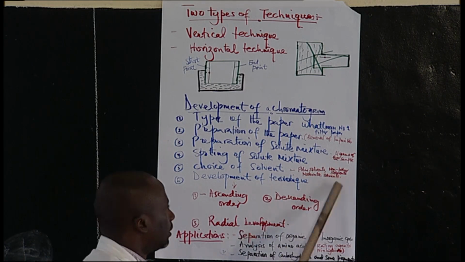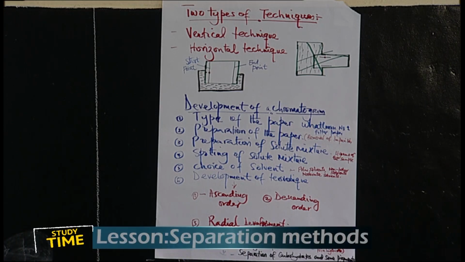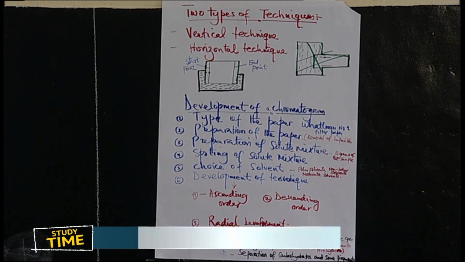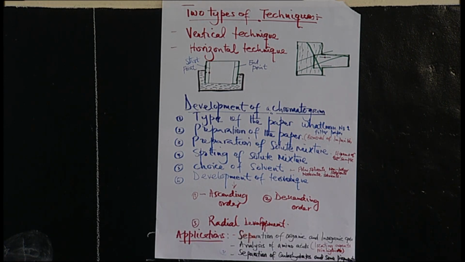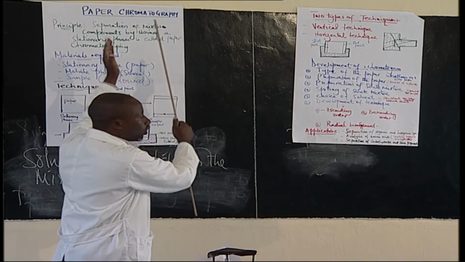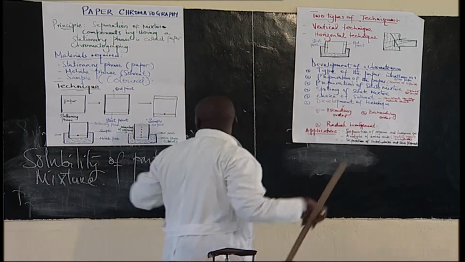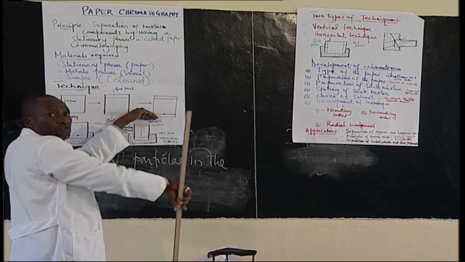The choice will depend on the type of mixture that you want to separate. In most cases, we use organic solvents, those are the non-polar solvents. We can also use ethanol, tetrachloromethane, acetone, and many others. Development of the technique: we have the ascending order, which is this one. Then we have the descending order, where the mixtures will be moving downwards.